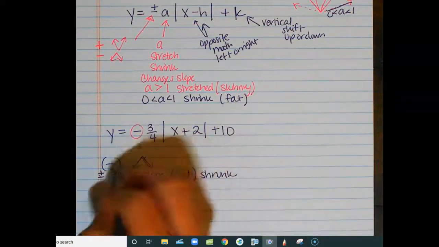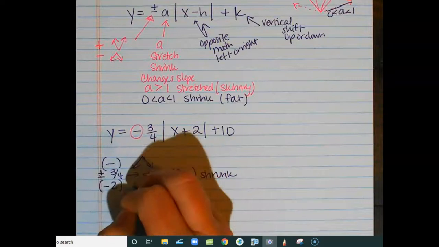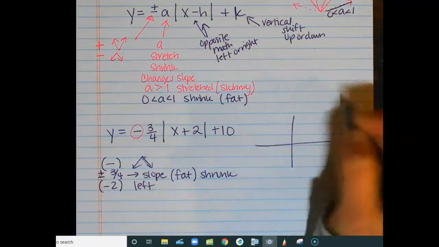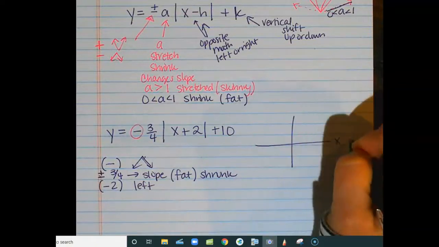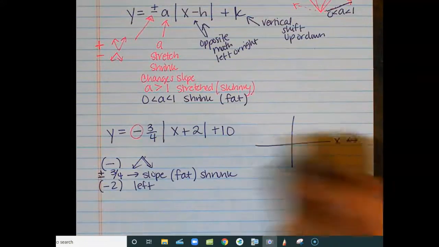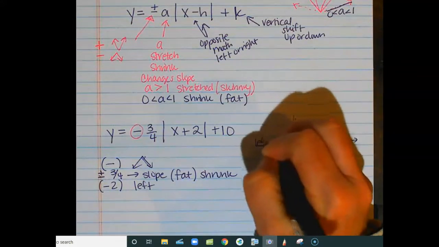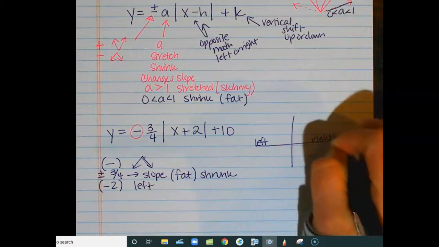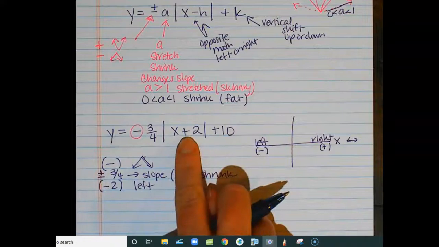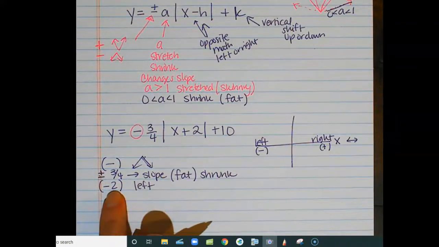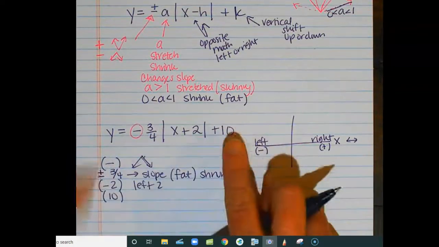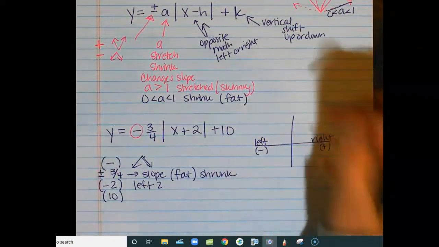This 2 is opposite math. So it's going to shift left. When we think about the XY axis, X goes left and right. And in the left direction is the negative number. So this is left, and this is right. This is negative, and this is positive. But we're doing opposite math. It says plus, so we have to think of it as minus 2. So left 2. And then the 10 is on the outside like Y. It affects up or down.